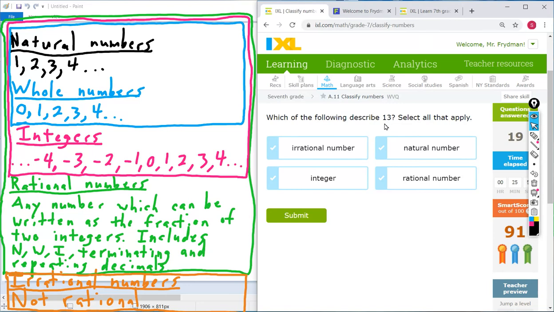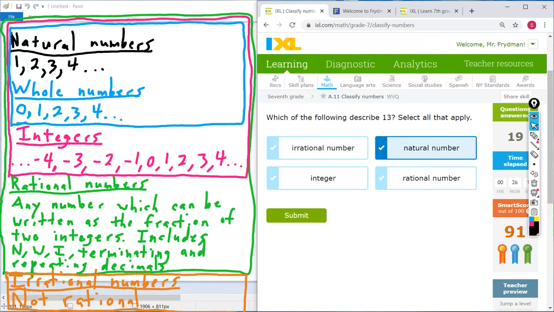Which of the following describe the number 13? Well, maybe if they had unlucky here. For a long time, people believed that 13 was an unlucky number. I don't know why that is. Some people who are still superstitious think that 13 is an unlucky number, but unlucky is not an option for this exercise. So let's look at these other options.